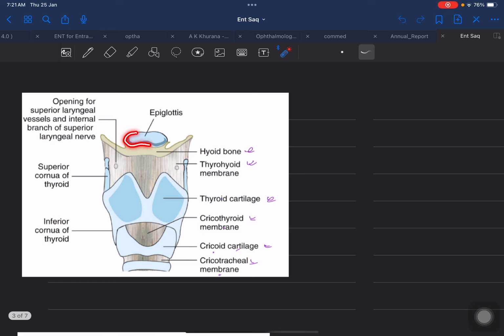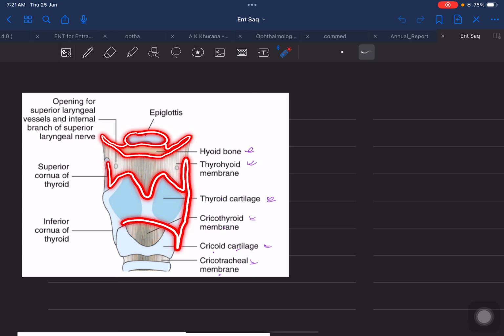We need to know about the epiglottis, the bone situated below our hyoid bone. Similarly, this is our thyroid cartilage, and we need to know about it also. Below, we have the cricoid cartilage. Between the hyoid bone and thyroid cartilage, we have the thyrohyoid membrane.